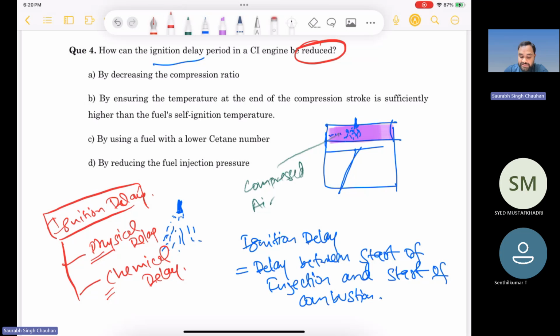Option B, by ensuring the temperature at the end of compression stroke is sufficiently higher than the fuel self-ignition temperature. Yes, this is the correct option, right? Option B is correct, because if the temperature is significantly higher than the auto-ignition temperature, then ignition delay will be reduced. Why? Because both physical delay and chemical delay will be reduced. Option C, by using a fuel with lower cetane number. This is also not correct, right? Because cetane number basically quantifies how easily a fuel can be auto-ignited at the desired time.